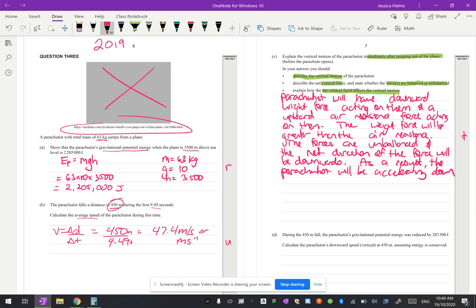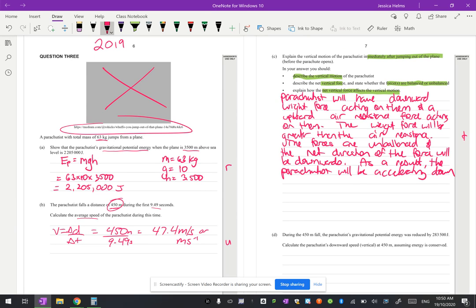Now, the relationship between these, so being able to describe the forces and then say that one is bigger than the other, that could give you the R, or being able to just explain that the forces are unbalanced, so net force is greater than 0, leading to acceleration, like being able to explain that relationship. You can get an R for that as well.